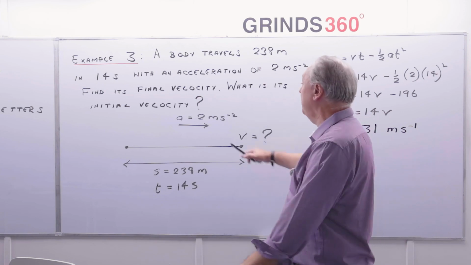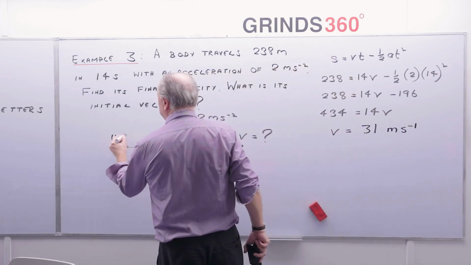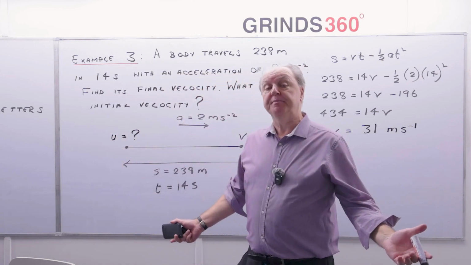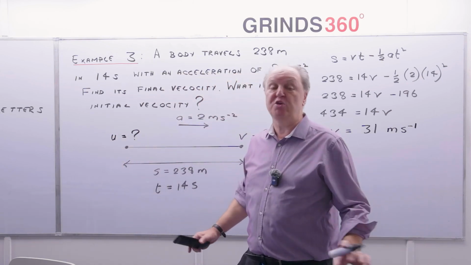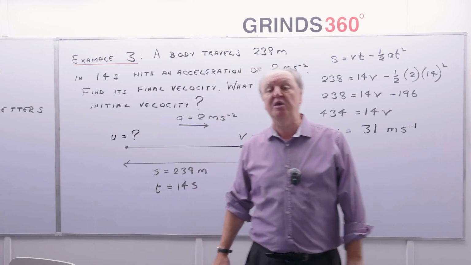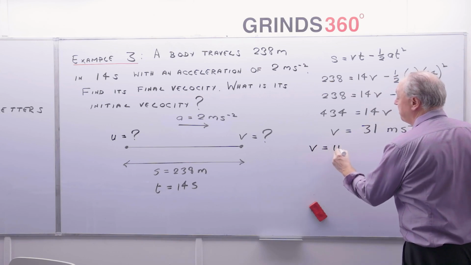They're also asking, what is the initial velocity? They're asking me, what is U? Look, you now have 4 bits of information. So when I have 4 bits of information, I can use whatever equation I want. The easiest equation to use, I would say, is equation number 1. V is equal to U plus AT.